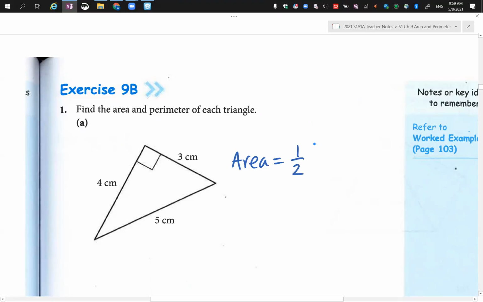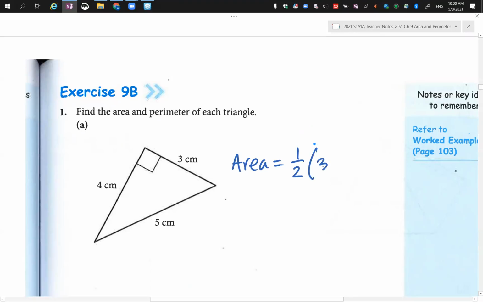What would you choose as the base? Will you choose the 3 or the 4 or the 5? Okay, some say 3, some say 4. I go with 3 first. For those who choose 3 as the base, what is your perpendicular height? 4. So that gives me 6 square centimeters. This is option number 1, where 3 is the base and 4 is your perpendicular height.